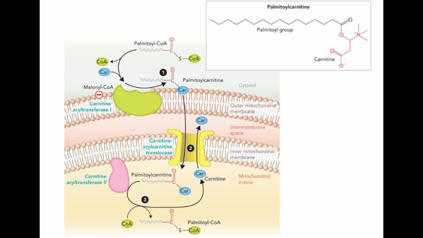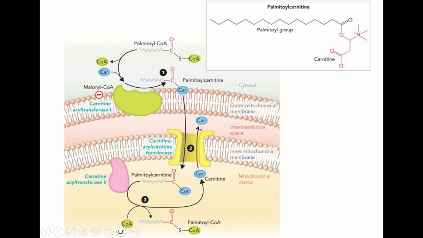So in this video, we'll be looking at how fatty acids are utilized within cells to produce energy. The first stage of this process is the transport of fatty acids from the cytosol of the cell into the mitochondria, where the beta oxidation machinery is actually found. Now, this is not a simple transport process, because the inner membrane of the mitochondria in particular is quite impermeable to fatty acids.